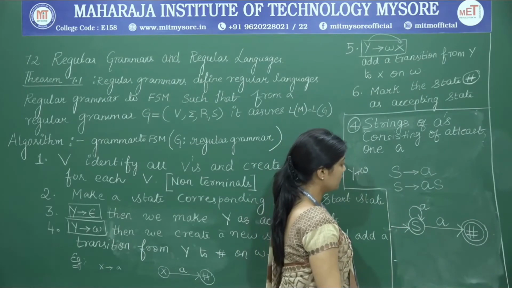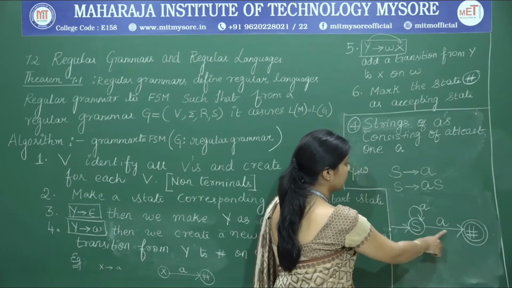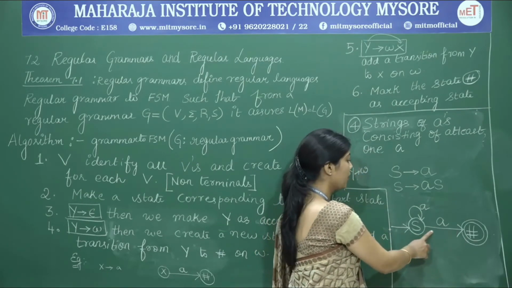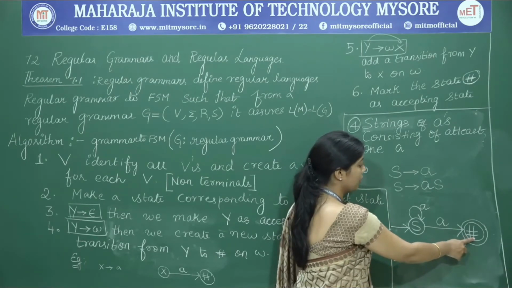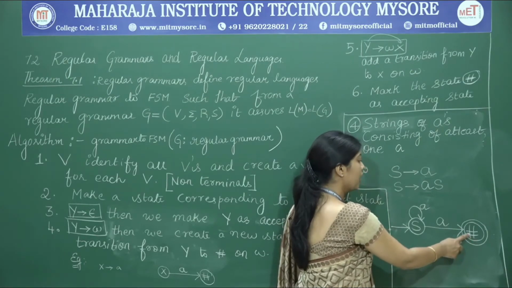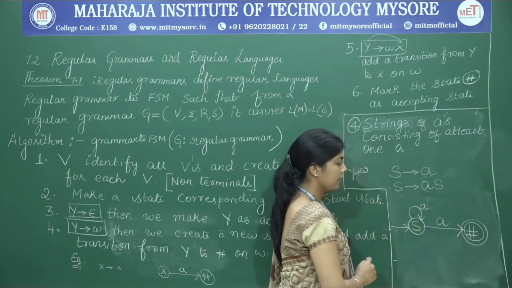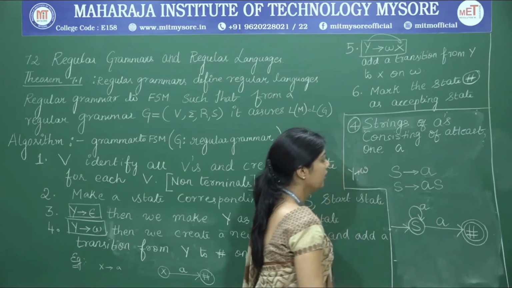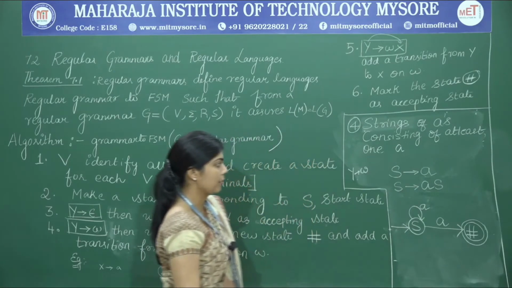So what are we doing here? Before going to the final state, there has to be a single A. That means we are making sure that at least one A is there before we go to the final state. If you wish, you can have more number of A's before going to the final state. So this is the automata that we write for the grammar.